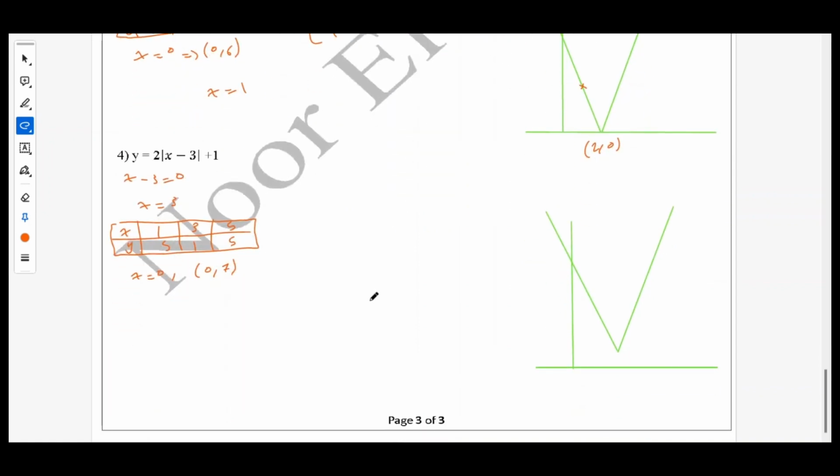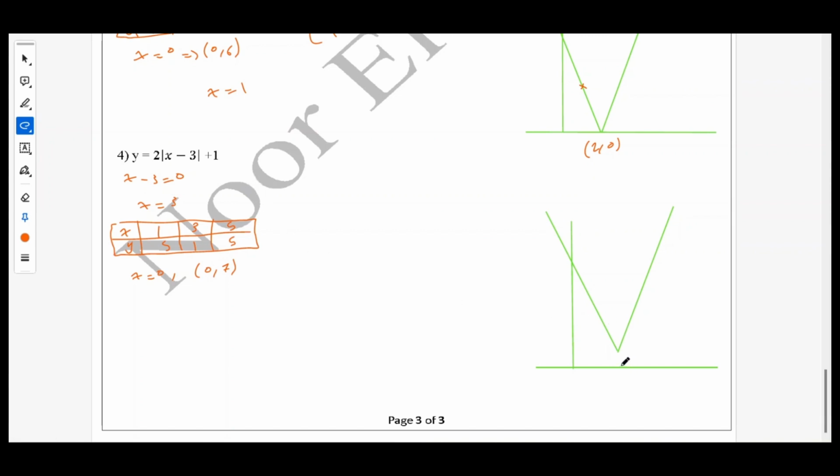Okay, let's move to the last one. I want you to think how to write the alternative form for the last one. Pause the video for 3 or 4 minutes, write your answer, and then revise your answer with mine. Did you finish?